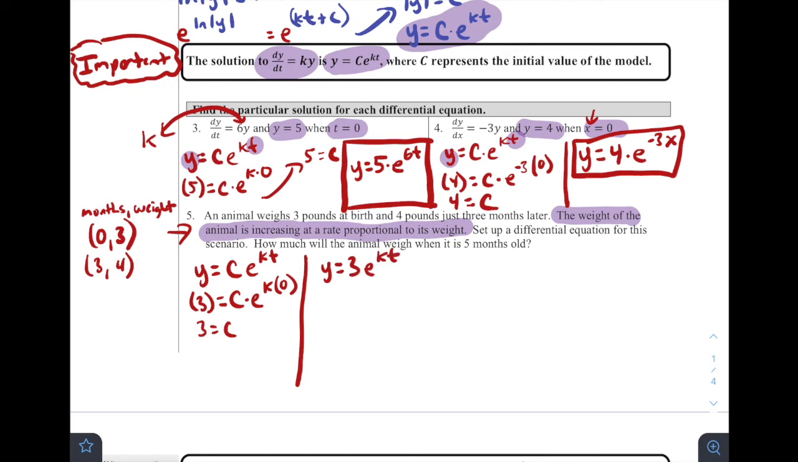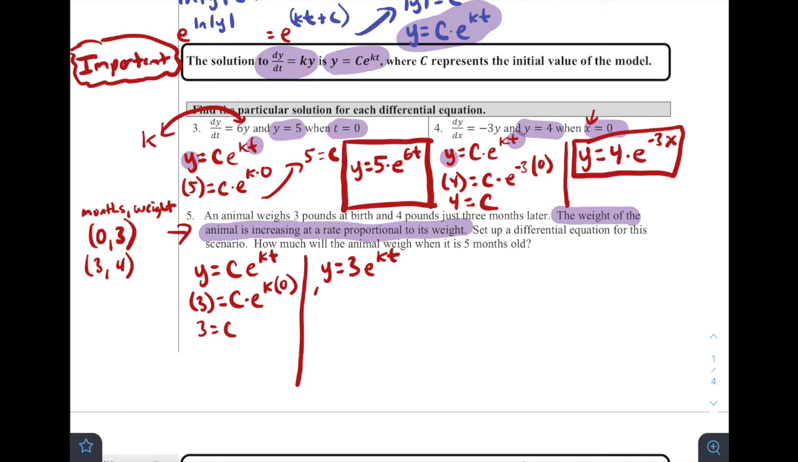Right? We know that c value is 3, but we still don't know what k is. So what I can do now that I've got one of the variables is plug in the other coordinate that they gave me, (3, 4), and that will allow me then to solve for k, hopefully. So let's see what we get.